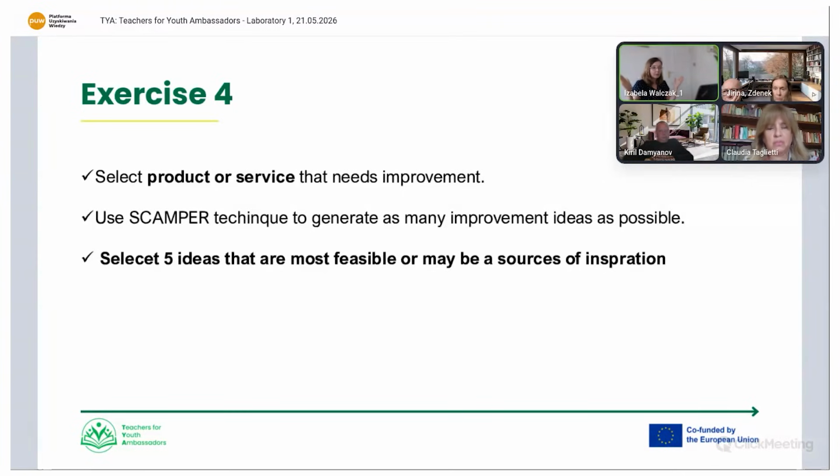So the first one will be thinking of as many ideas as possible, even the craziest ones. And then the task would be to select 5 that are making most sense or the easiest to implement, or alternatively might be the source of inspiration. So we can sort of play with the idea and maybe do something else with it. I will tell you exactly how and why once we have the list of ideas. The technique we'll follow is called Scamper.